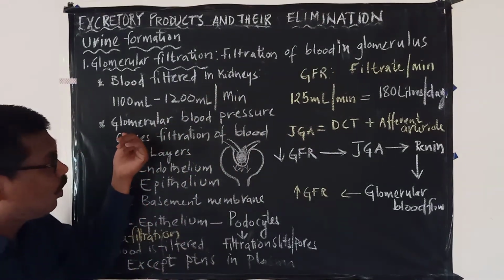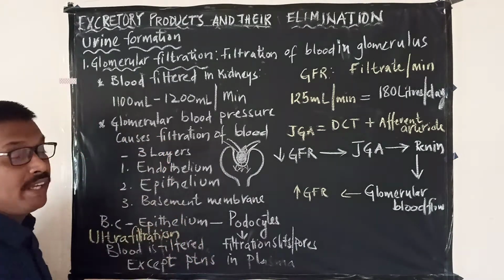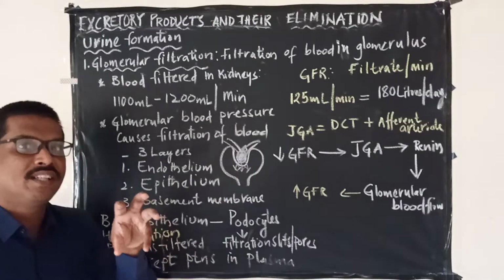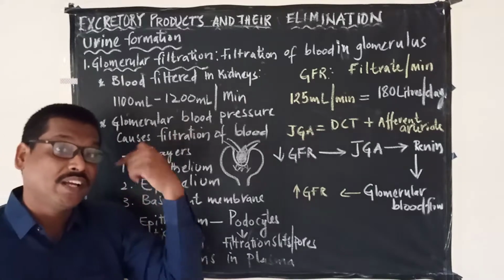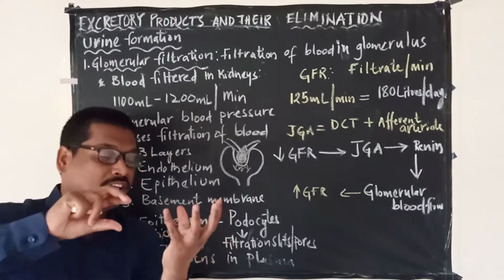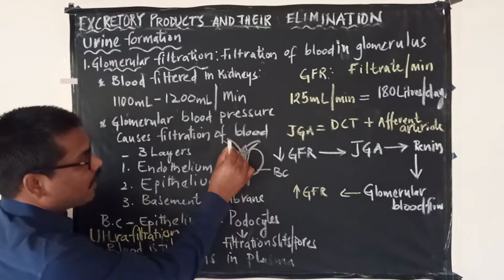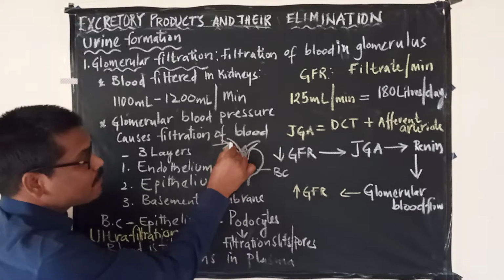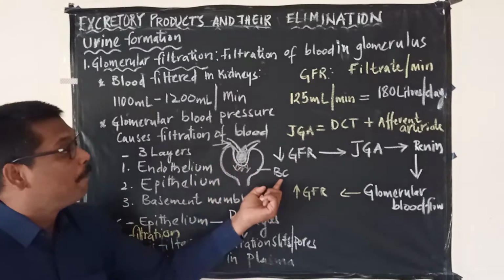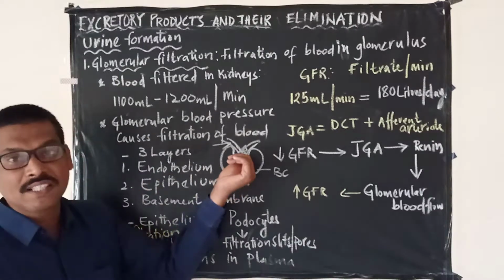Now how is this filtration possible? It is because of the pressure that is created in the blood vessels. If you recap the previous video, we studied that there is a blood vessel coming and entering into the Bowman's capsule. This is the Bowman's capsule. Here I am talking about this blood vessel, which is called the afferent arteriole. It enters the Bowman's capsule, forming a capillary network, which we call the glomerulus.